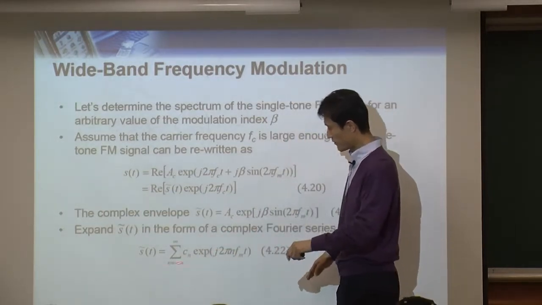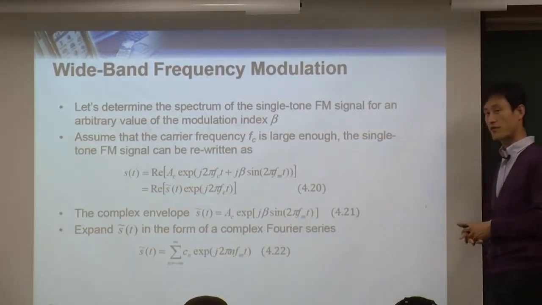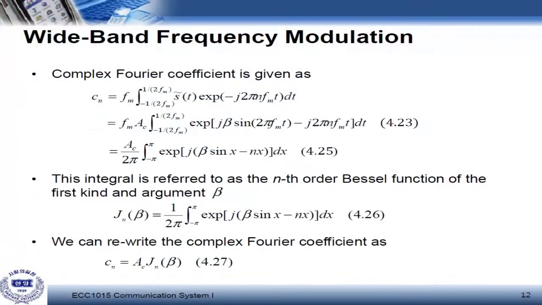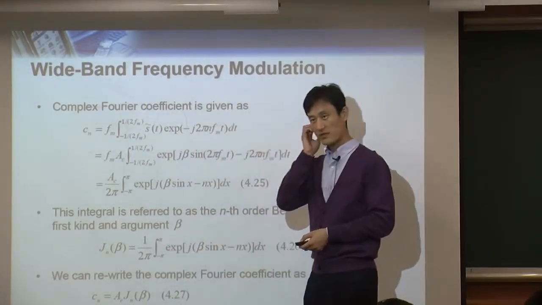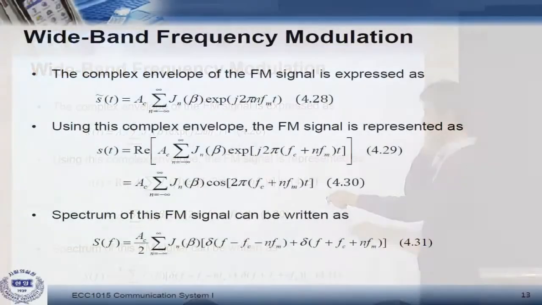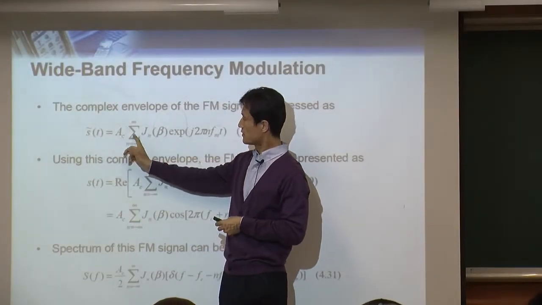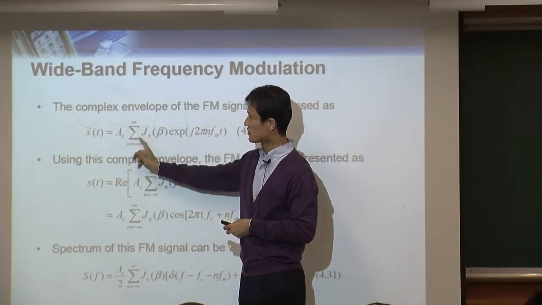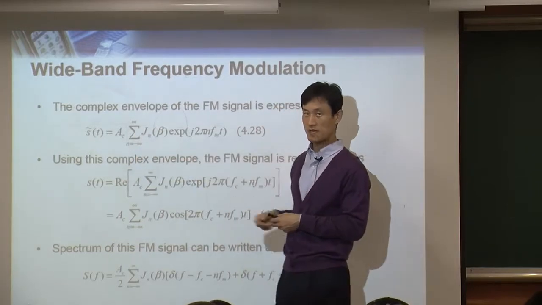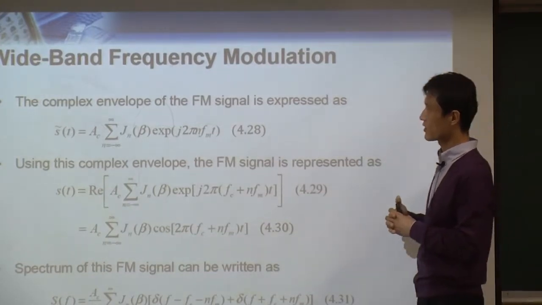You do it this way in Fourier series. But what is important here is Cn, the Fourier coefficient. Eventually we found out that Cn, the Fourier coefficient, is the same as a Bessel function. Simply speaking, this is our output: s hat t equals the Bessel function times some frequency component, summed over n from minus infinity to positive infinity. That's another representation of our complex envelope.